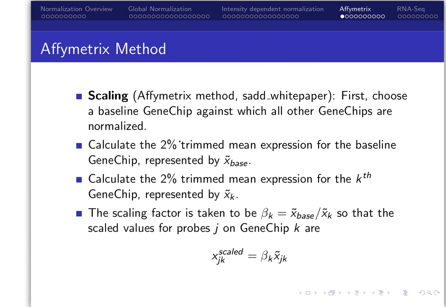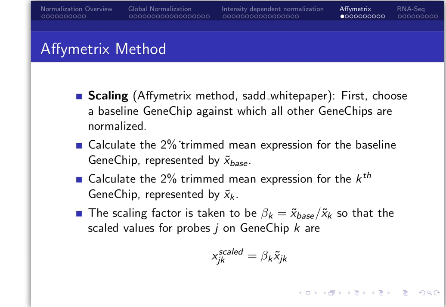Normalization may be applied to the probe cell intensities prior to calculating probe set signal or may be applied to the probe set summaries. Since only one sample is hybridized to a given gene chip, normalization methods for Affymetrix gene chips involve two or more gene chips. First, one must choose a baseline gene chip against which all other gene chips are normalized. Normalization then proceeds as follows.